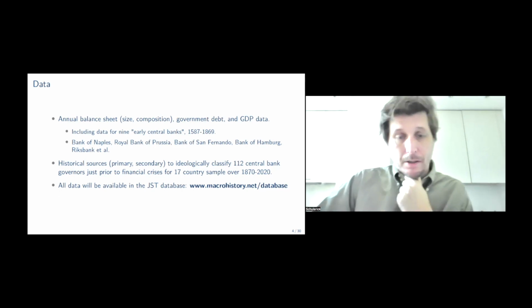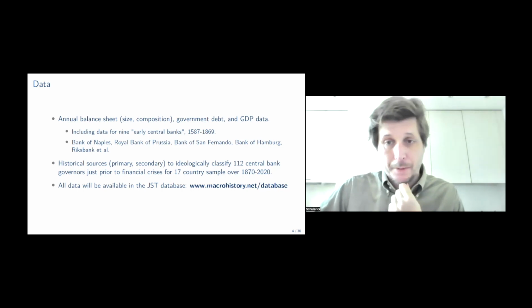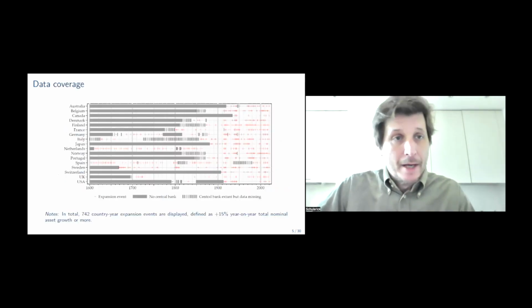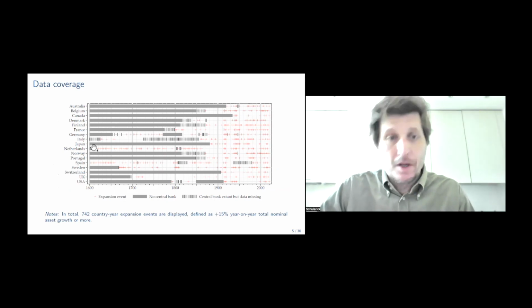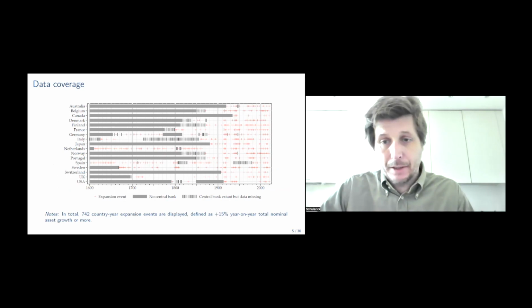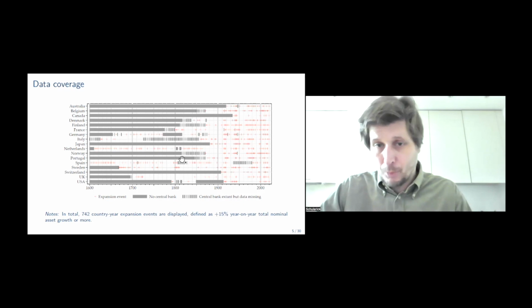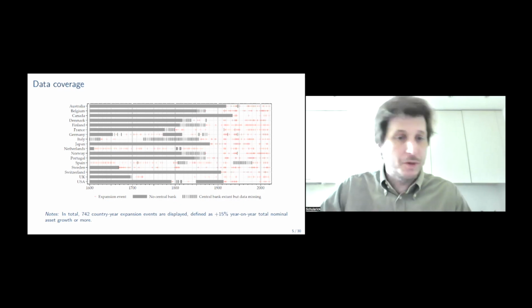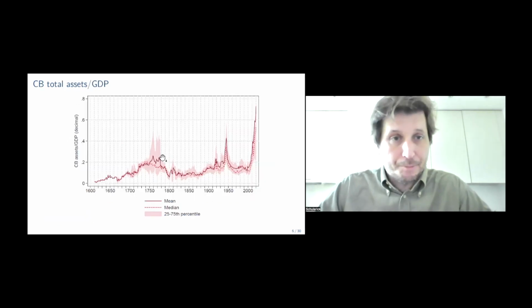All this will be available on our usual JST database, which already has plenty of economic and financial data over the long run. Okay, data coverage. These are our countries. There's two pieces of information here. One is when do central banks enter our sample? And you also see all these red dots. These red dots are expansion events that are defined here as 15% year-on-year total nominal asset growth or more, which is the threshold we use. We also do it with 20%, 25%. These events look relatively similar, but I'll get to that in a second.